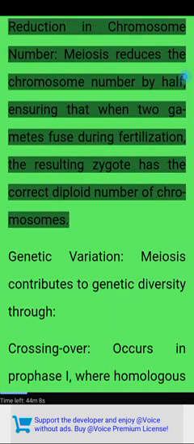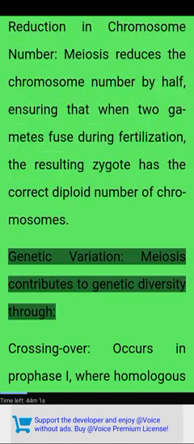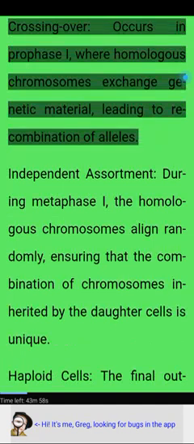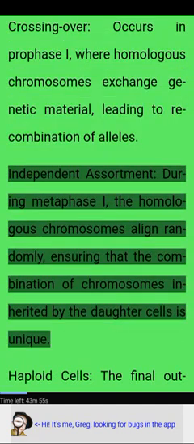Key features of meiosis. Reduction in chromosome number. Meiosis reduces the chromosome number by half, ensuring that when 2 gametes fuse during fertilization, the resulting zygote has the correct diploid number of chromosomes. Genetic variation. Meiosis contributes to genetic diversity through crossing over, which occurs in prophase I, where homologous chromosomes exchange genetic material, leading to recombination of alleles.